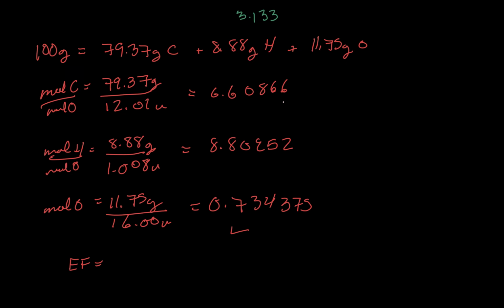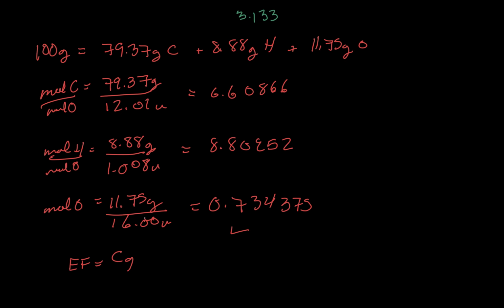Well, it looks like I just did all this and didn't write my values down. So let's just calculate this now. 6.60866 divided by oxygen's 0.734375. I get about 9 for carbon. Okay, so C9.